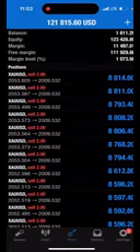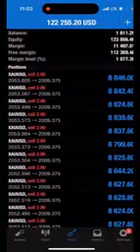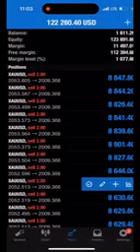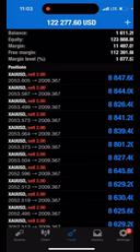Currently it's running over 121k. I think I'm satisfied with this profit right now, and I'm going to be closing all my trades. So guys, $82 is now 123 USD.